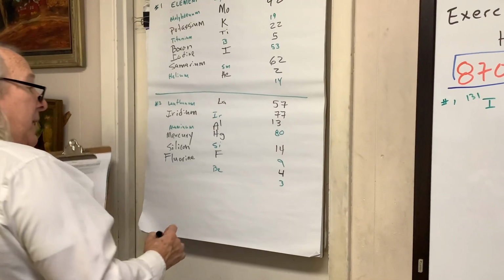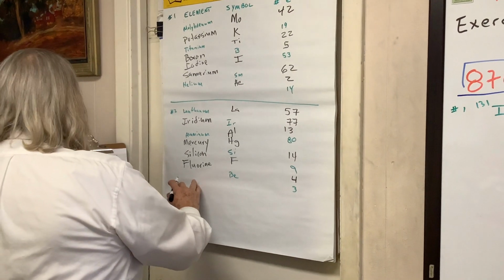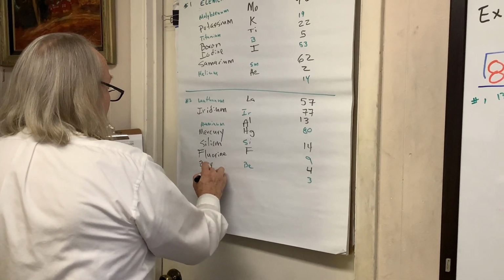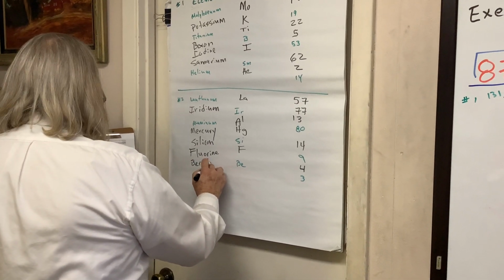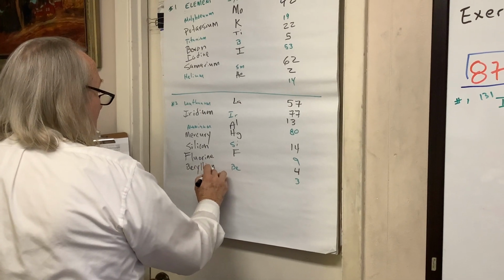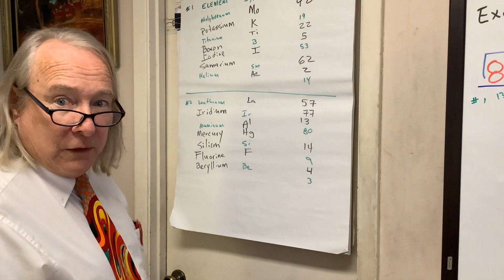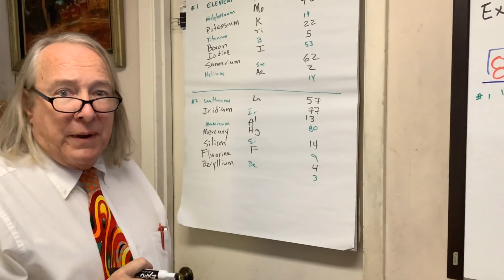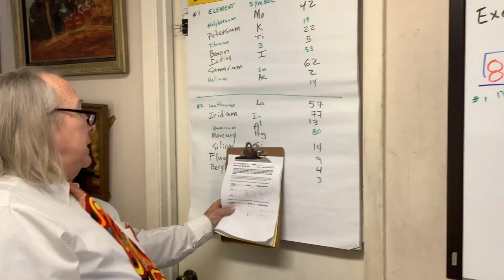But anyway, beryllium is a very simple metal, and it's commonly found in emeralds. It gives emeralds their green hue. In fact, another name for an emerald is a beryl.